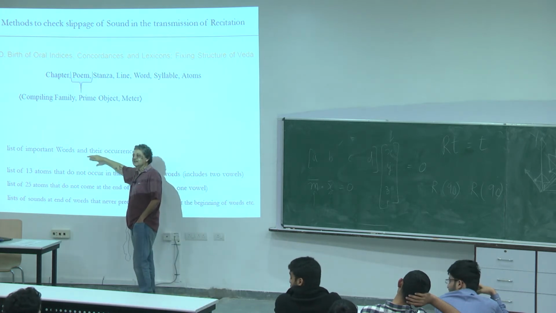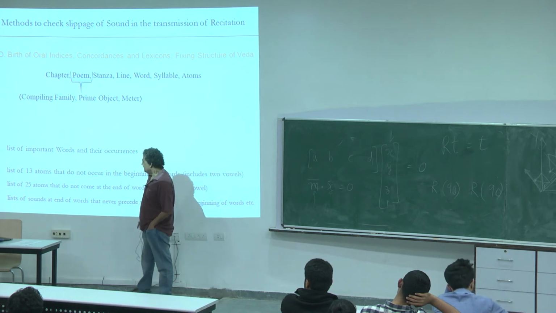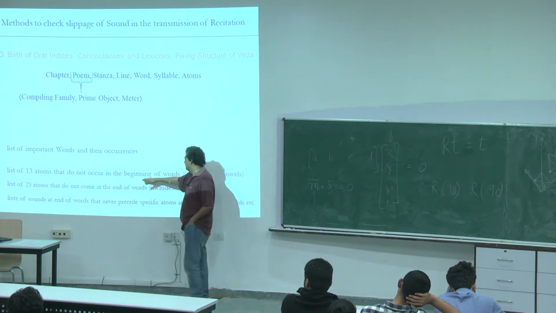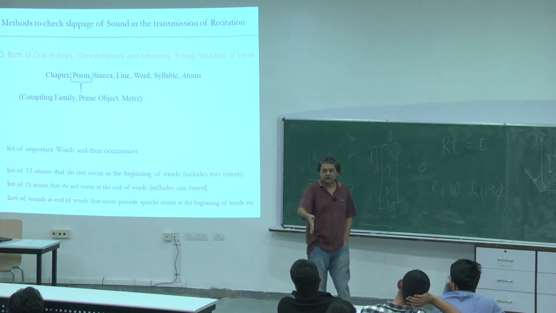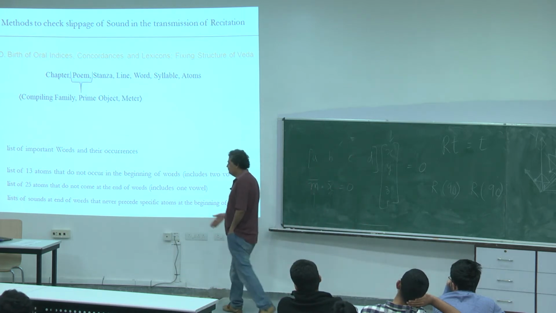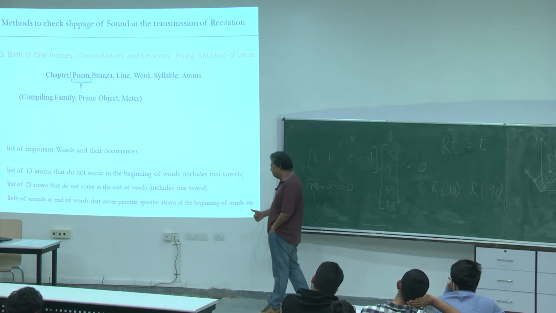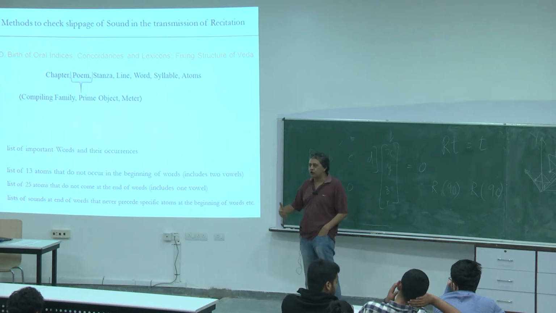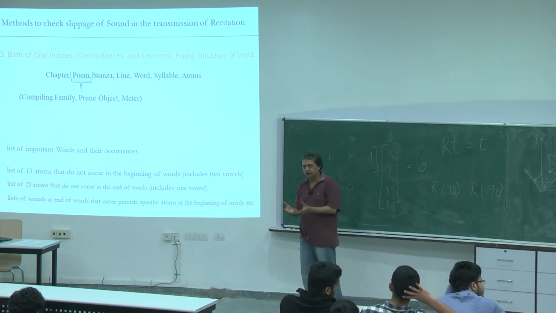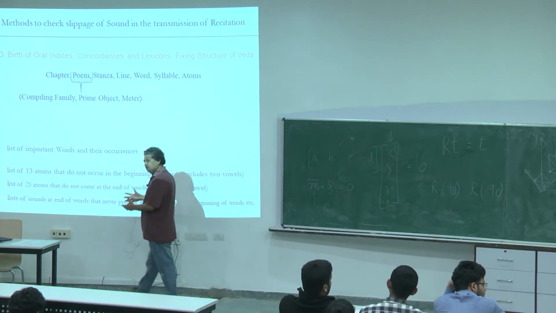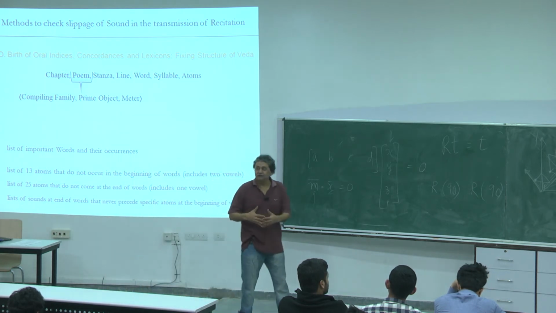Those kinds of analysis are found here. Every word is analyzed into roots and suffixes, and meanings are also worked out. For instance, there are lists of 30 sounds that do not occur in the beginning of words. They never occur in the beginning of words. Some sounds don't occur at the end, etc. A list of 25 sounds that do not come at the end of words. A list of sounds at the end of words that never precede specific sounds at the beginning of words. All kinds of rules are made, permutation, combination, etc., to standardize a body of knowledge about sound. But that is not yet enough to fix the text immutably, as if you had written it on rock.